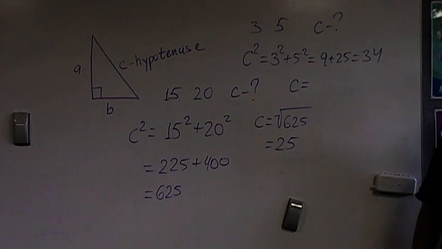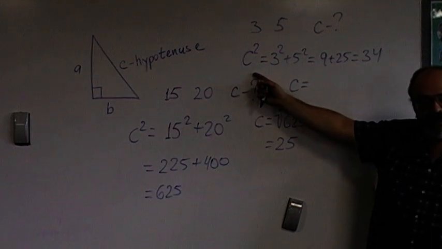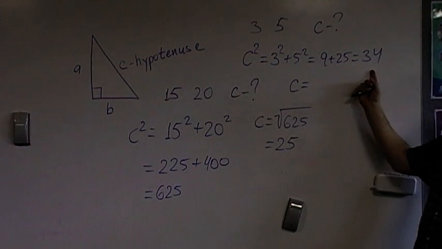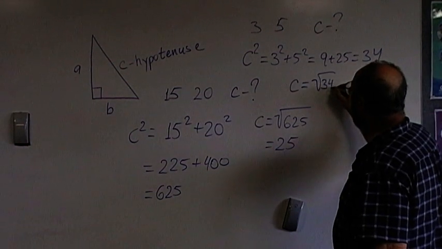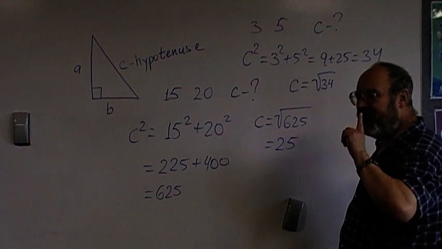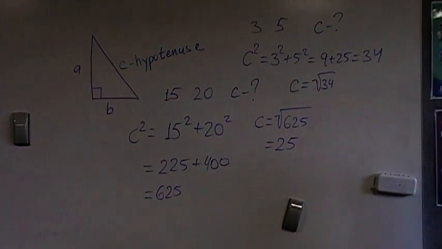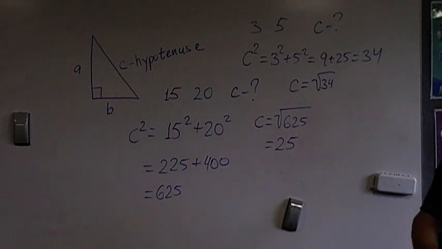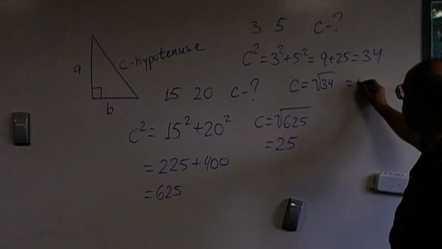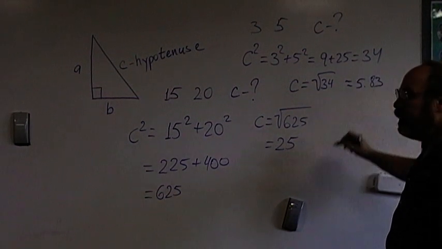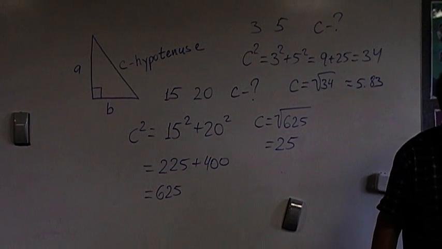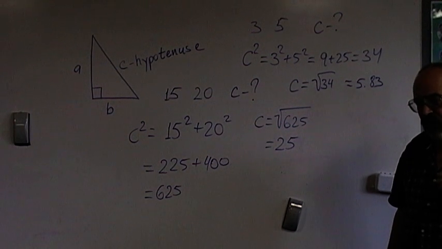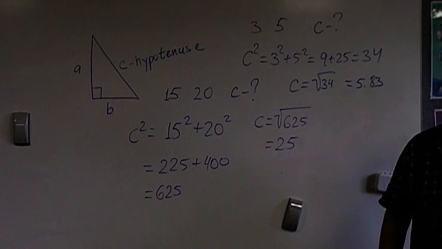Square root of... wait, 30? c squared equals 34. Then c will be square root of 34. Now, to find the square root, 5.830951. So it is approximately equal to 5.83. Now, a question: if the question asks to find the exact value, how do you give your answer?